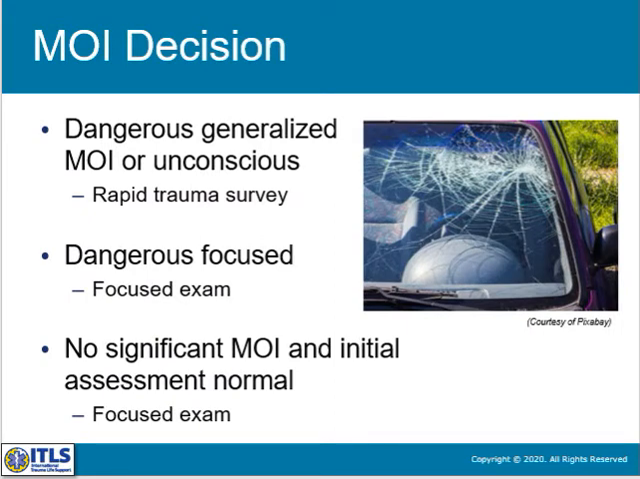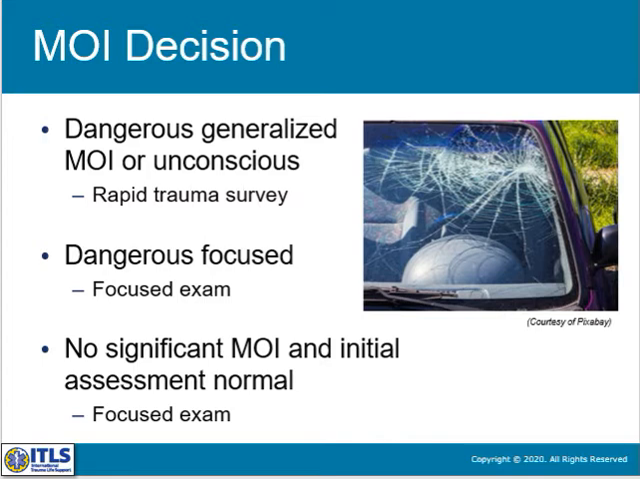MOIs, mechanism of injury. Is it dangerous, generalized, unconscious? This is where you're going to do your rapid trauma surveys. You see right here they have a spidered windshield, so that could be from a head injury. Right there, does that correlate with what the patient's showing? Do we have a bent steering wheel or airbags deployed? Things of that nature.